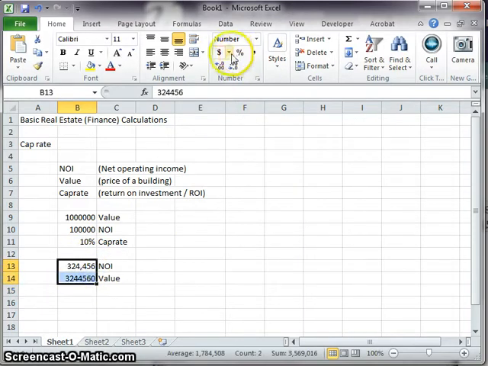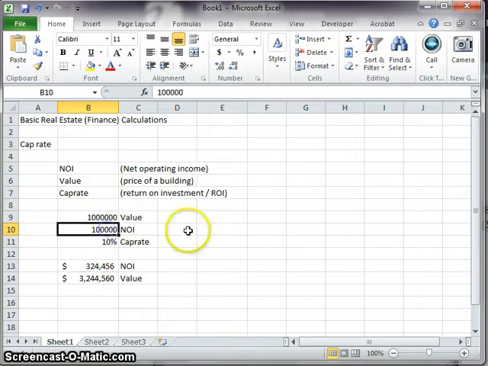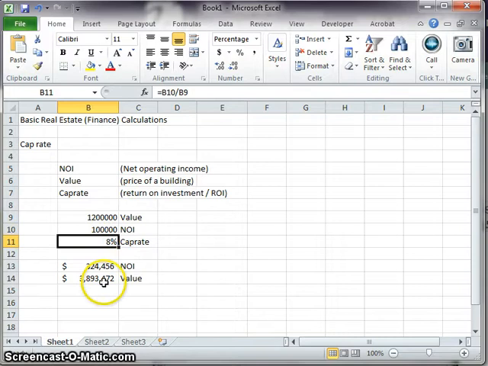And if I put that in dollars, it'll be a little easier to see. So if we have NOI of $324,000, our building is worth $3.2 million bucks. And let's say that if we look around, most of the other buildings that have NOIs of $100,000 are selling for $1.2 million. That would mean that buildings like that are selling for cap rates of around 8%, which means that our building with this NOI is going to be worth about $3.8 million.